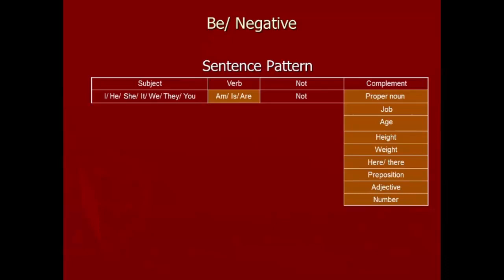Sentence pattern, obviously the same, subject, verb, but we're gonna add that negative part, not. Okay, so I am, obviously because I always goes with am, not. Let's say, for example, I'm not 17, so I am not 17. I am not here. I am not there. Okay, so now you get the idea.